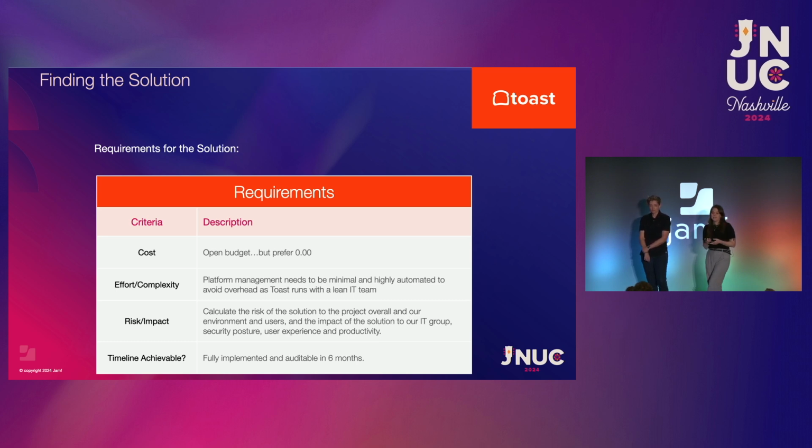Effort and complexity. Again, we have a small team, so we need to consider the effort of learning a new tool, implementing, configuring, and managing it on the back end. And then risk and impact. Again, low impact to our users, to our support teams, to our environment, and low risk to our downstream tools, user experience, and their productivity. And then timeline, very tight. Again, we've only got 6 months to find a vendor, test it out, build the solution, and deploy it.